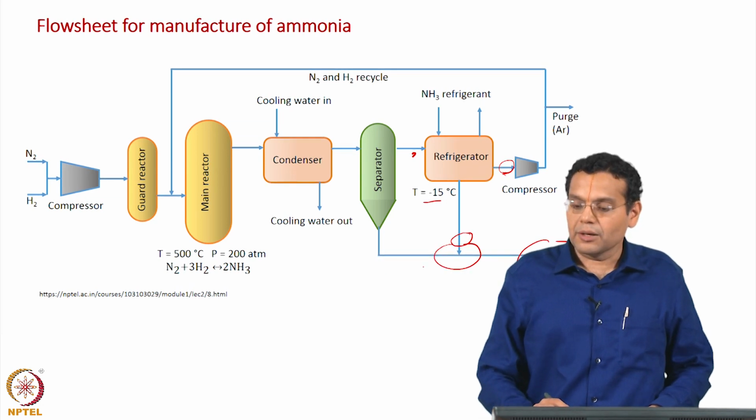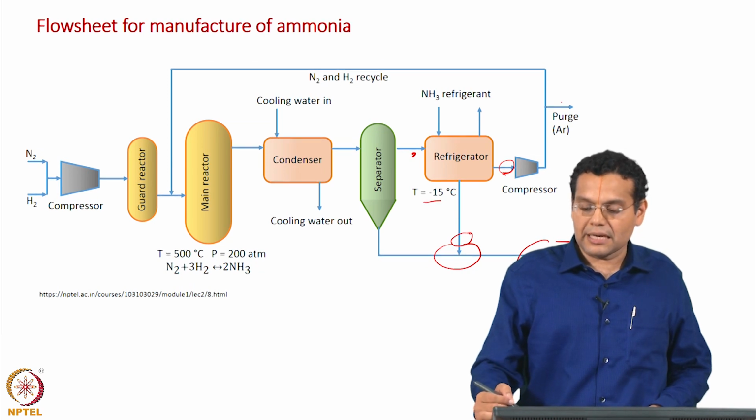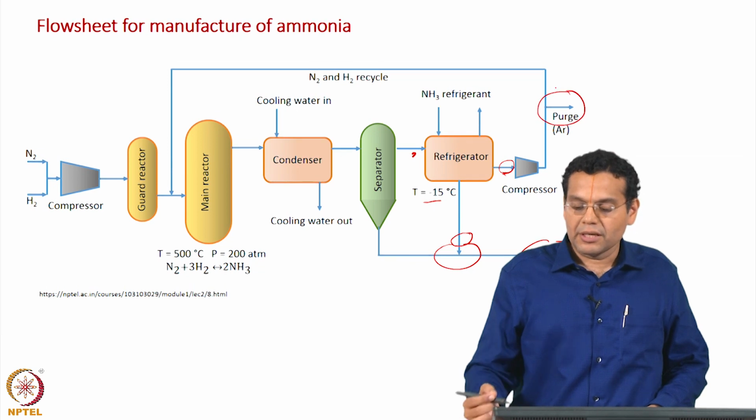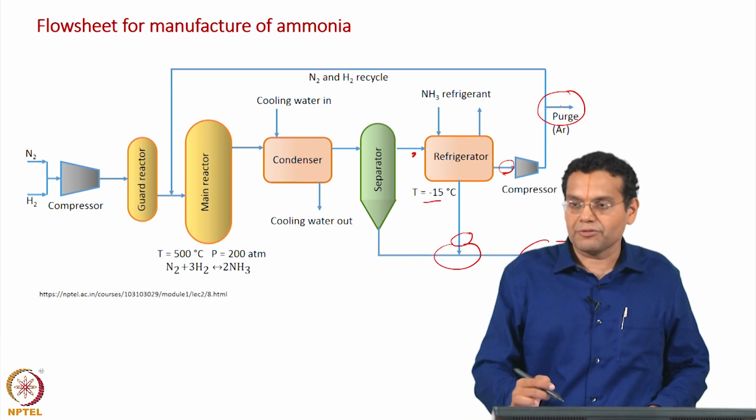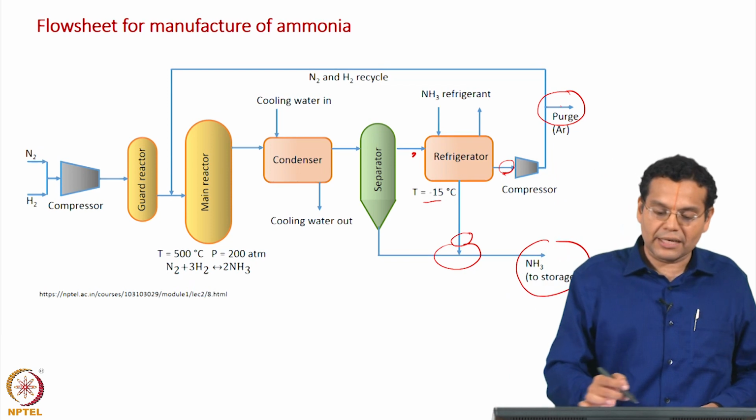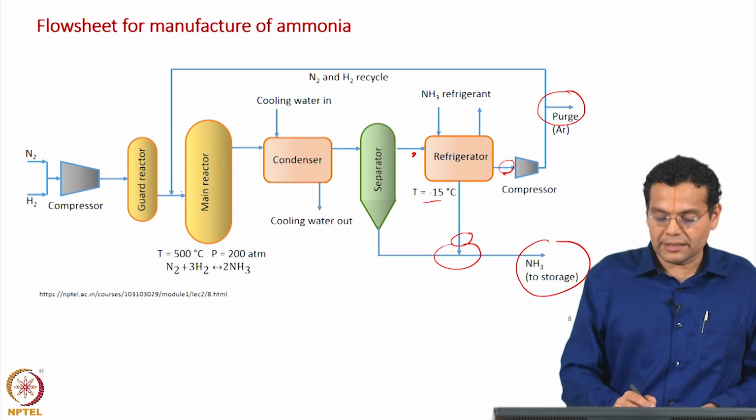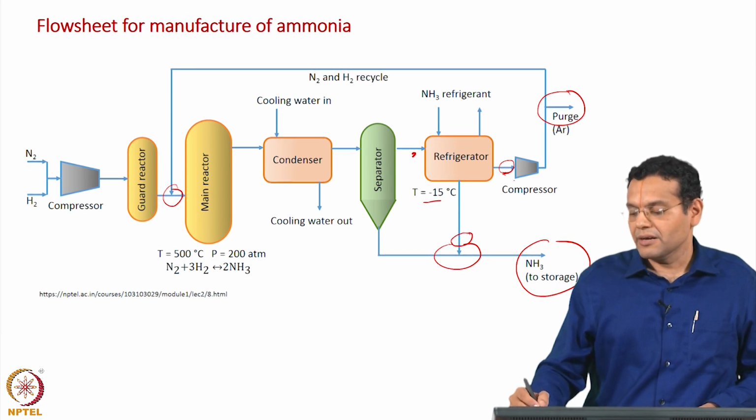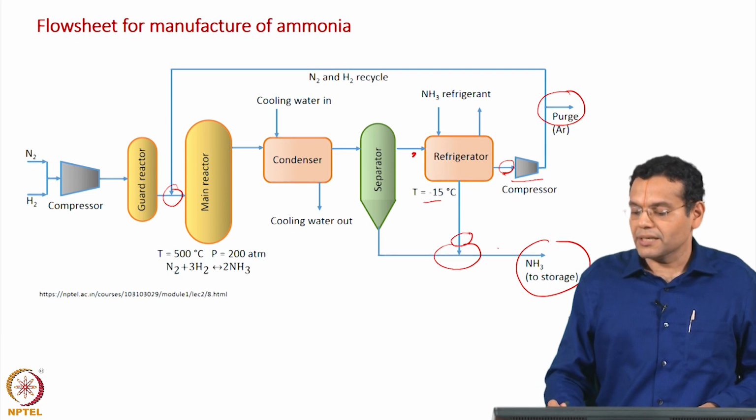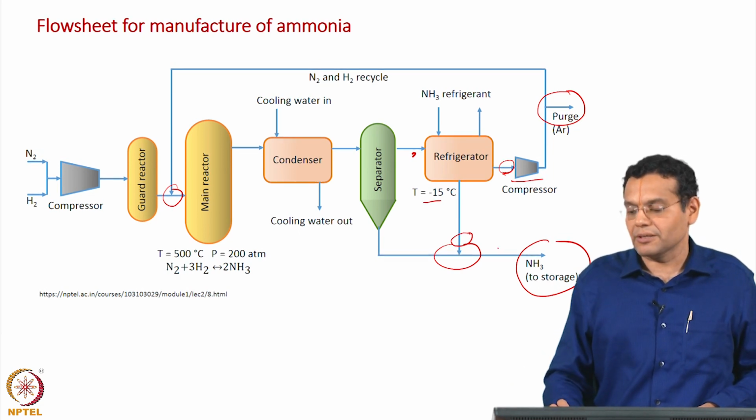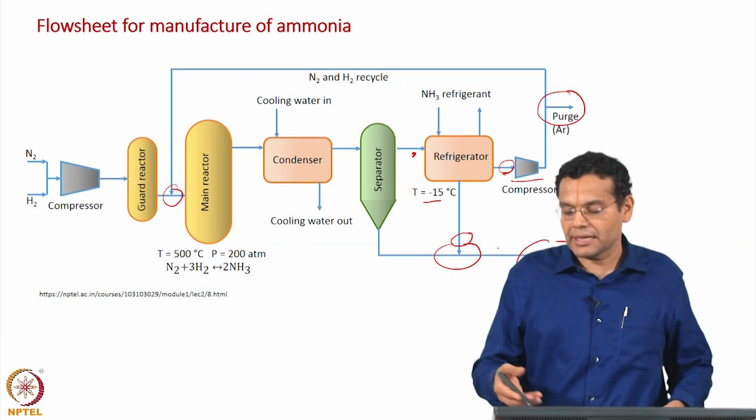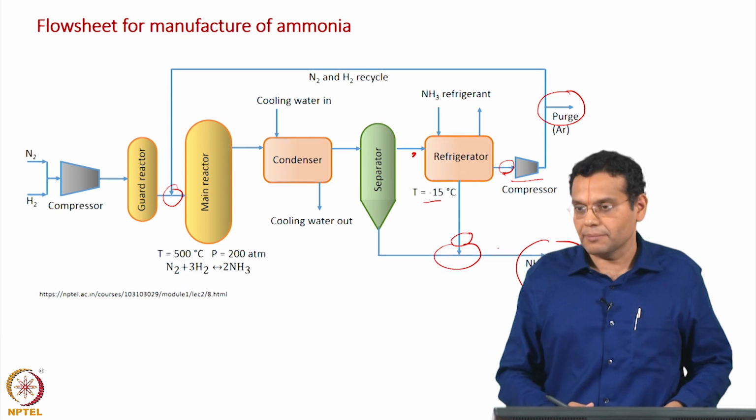Now, the recycle stream has argon in it, which we do not want to accumulate. So, we have a purge which avoids accumulation of argon in this cycle, and then of course unreacted nitrogen and hydrogen is recycled back to the main reactor. And because there is some loss of pressure during the process, we have a small compressor which makes up for this difference in pressure. So, whatever, let us say 200 bar, comes down to, let us say, 190 bar, it adds up to 10 bar extra and brings it back to 200 atmosphere.